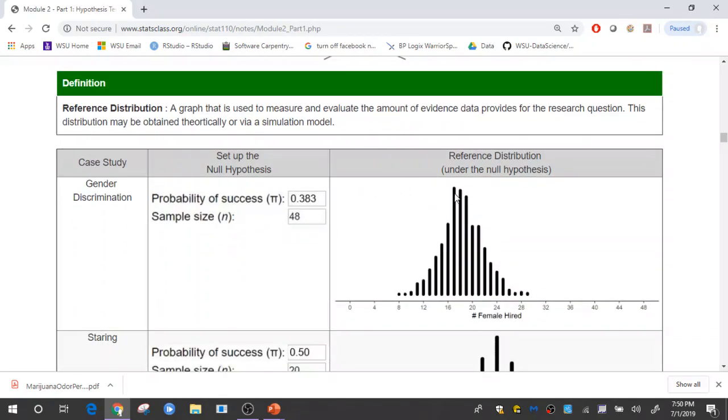So the graph that we've been building and constructing, I've been calling it a reference distribution. Here's the formal definition of a reference distribution. It's simply a graph that is used to measure and evaluate the amount of evidence data provides for a research question. This distribution can be obtained through theoretical means or via a simulation model. We've been using a simulation model up to this point, and we will switch to a theoretical model in a couple of parts in the future.